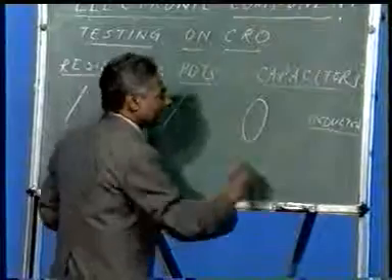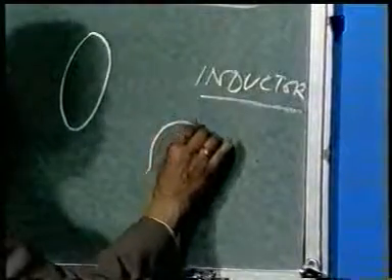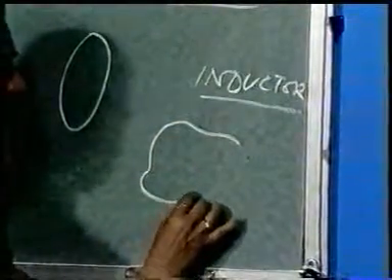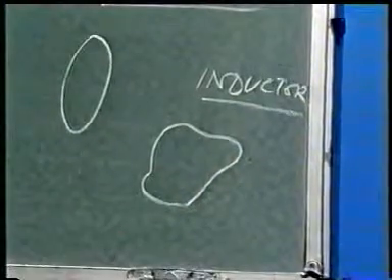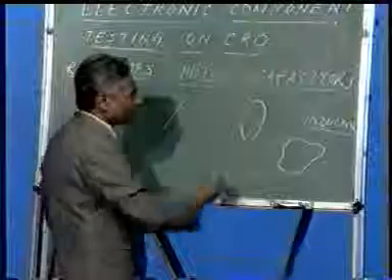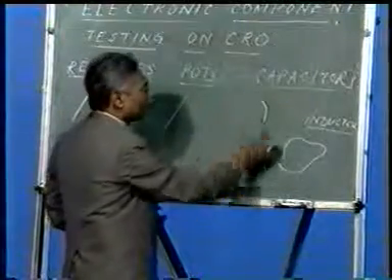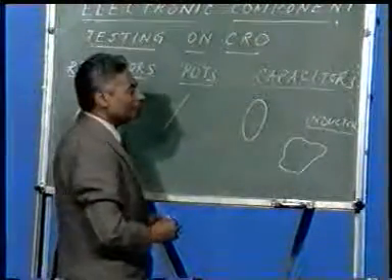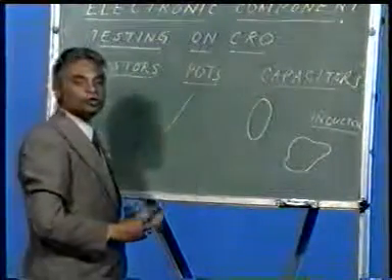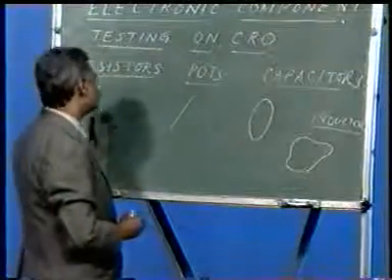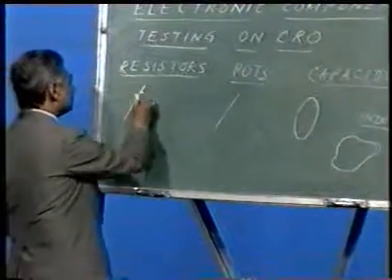you will get again a loop something like this, and the loop will depend on the value of the inductor. Here also in case of a capacitor, the size of the loop will depend on its value. So these are some of the tests, the wave shapes which you are going to get if you connect them on a CRO. In case of a resistor, you will get an inclined line.